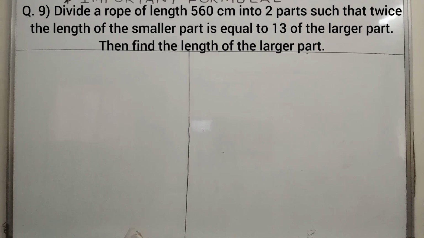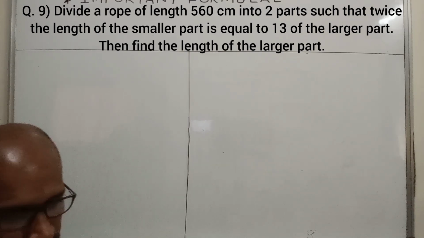Question number 9. Divide a rope of length 560 centimeter into two parts such that twice the length of the smaller part is equal to one-third of the larger part. Then find the length of the larger part.